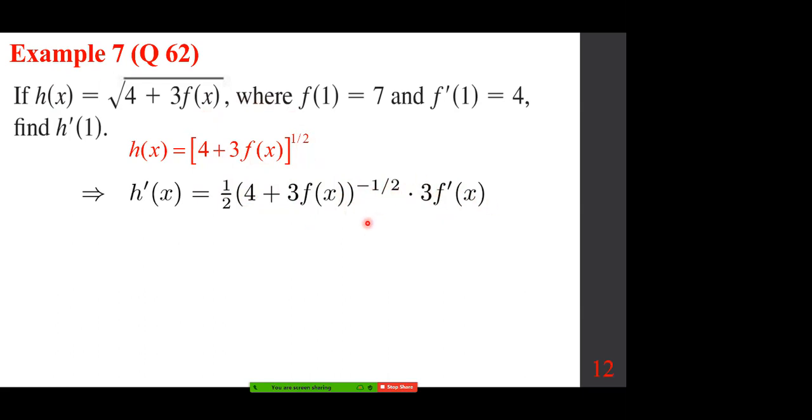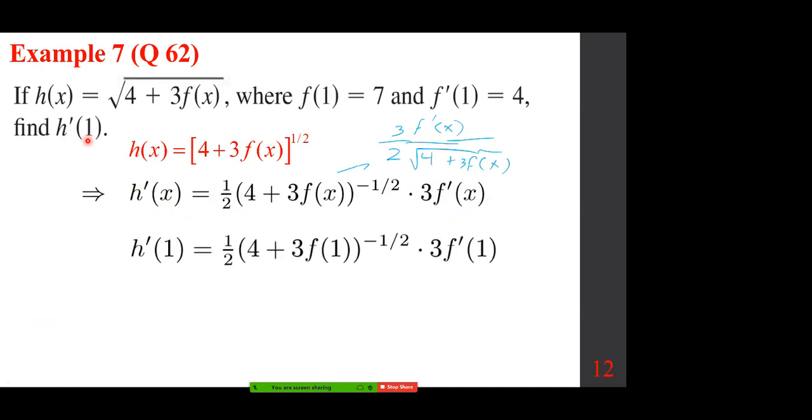It doesn't matter. If you want to rewrite it for the sake of argument, it becomes 3f prime of x over 2 square root of 4 plus 3f of x, just in case. But since you are evaluating h prime of 1, it's probably easier to keep it like that. So replace the x with 1 everywhere, because we want h prime of 1.